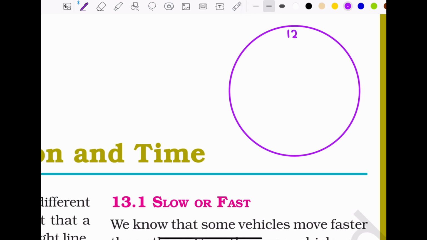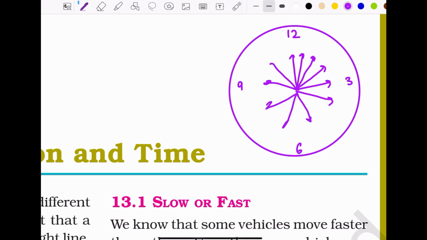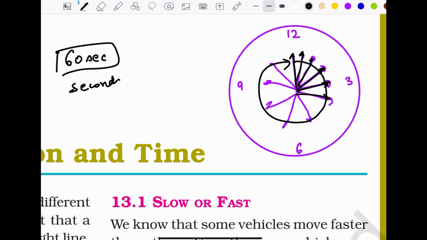Now, 12, 3, 6, 9. So if we take the example of the seconds hand, right? After every second, it is moving in a circular path, completing the circular path, and when it reaches 12, again it starts the same path, right? So I can say that this is the periodic motion, that after 60 seconds, the second hand repeats its motion, right? So it is a kind of periodic motion.